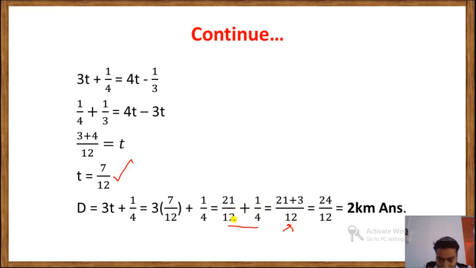Okay. Now divide by denominator. 12 1 is 12 and 1 into 21 is 21. Okay. Now divide by 4. 4 3s are 12 and 3 into 1 is 3. Okay. Now when we add, we'll get 24 by 12. Now divide by 12, we'll get 2 kilometer, answer. This is the answer. Understood? So this is how we have to solve this problem.